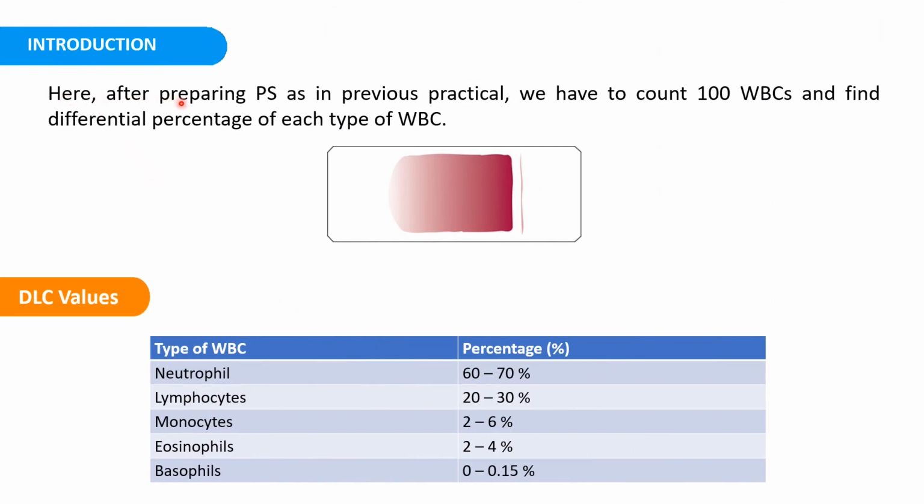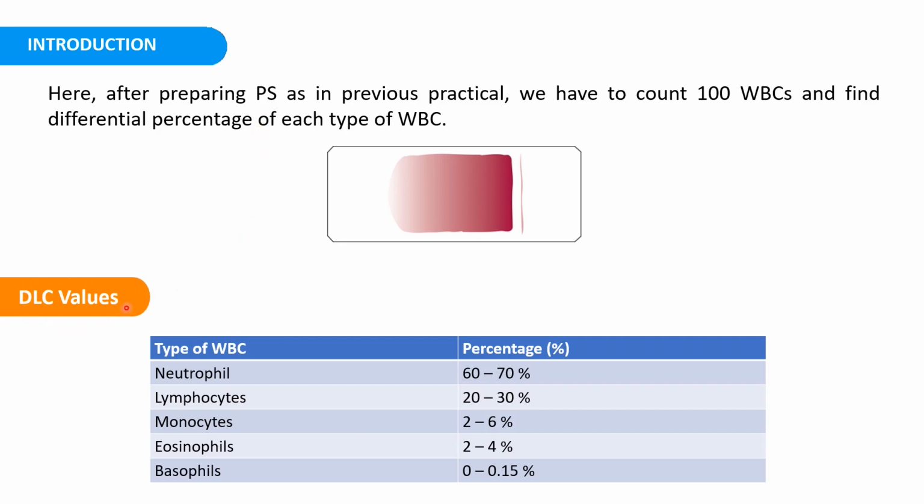Differential count is done after preparing the peripheral smear. First you have to do a peripheral smear, then we have to count 100 WBCs in that smear, and from that we find out the percentage of each WBC. That is known as differential leukocyte count. Out of that 100, what percentage of each WBC is present, that is the differential leukocyte count.